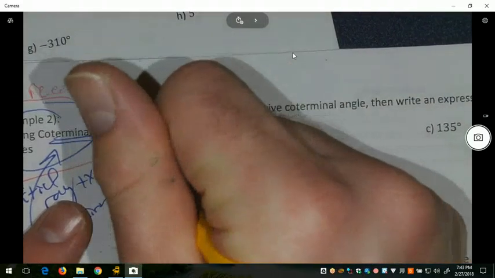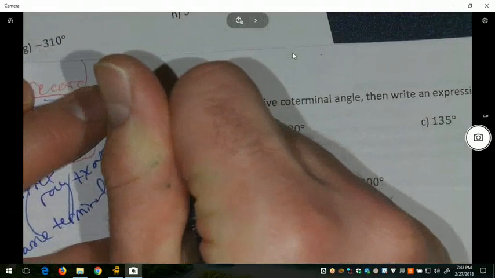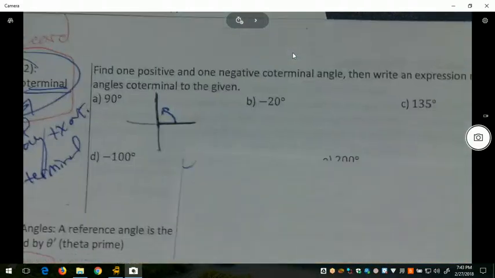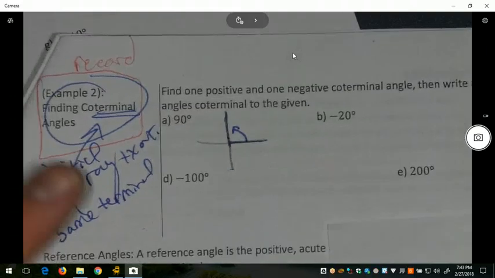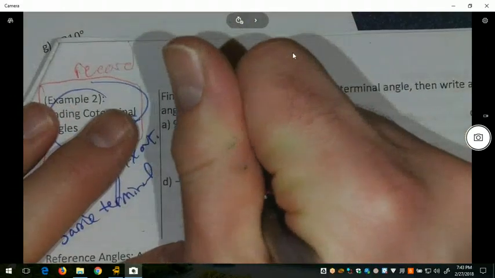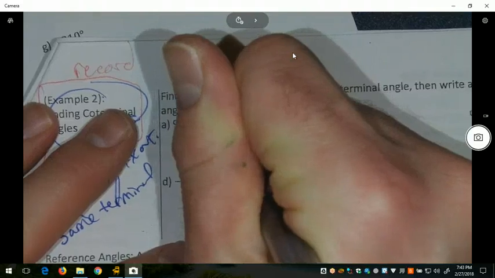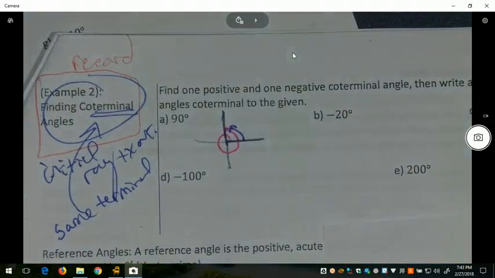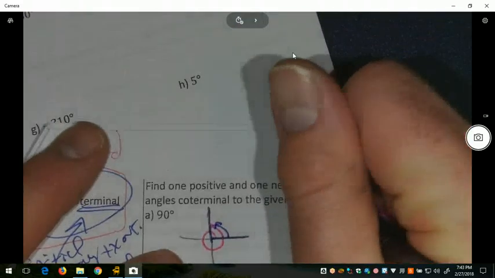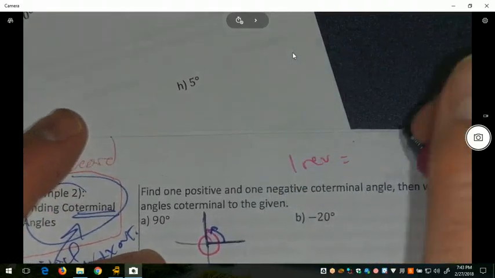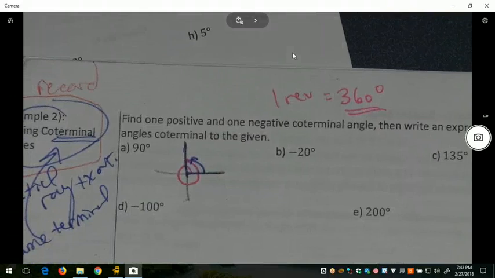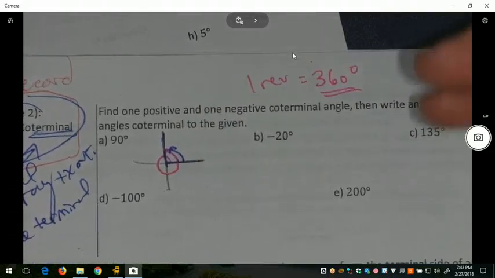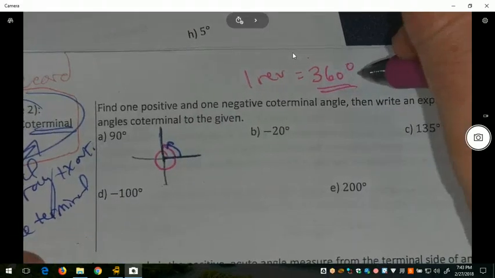We look at the 90-degree angle, that's easy enough. Here is a 90-degree angle. But I don't have to stop at 90 degrees. I could, if I wanted to, go completely around the circle one time, one revolution, in this case being 360 degrees. It'll be something different when we start measuring in radians, but right now we're only working in degrees. One revolution is 360 degrees.